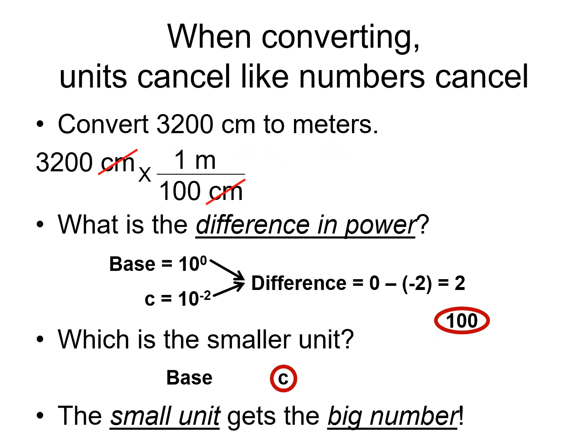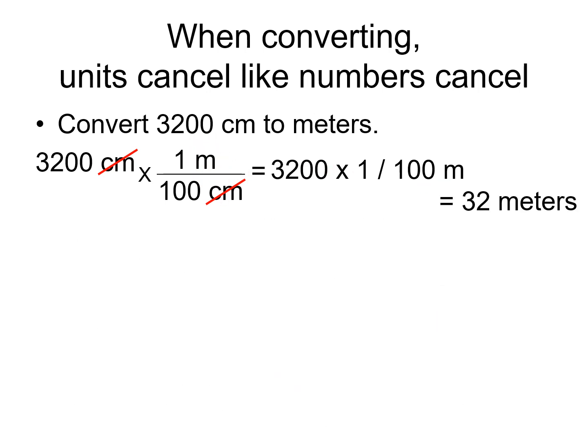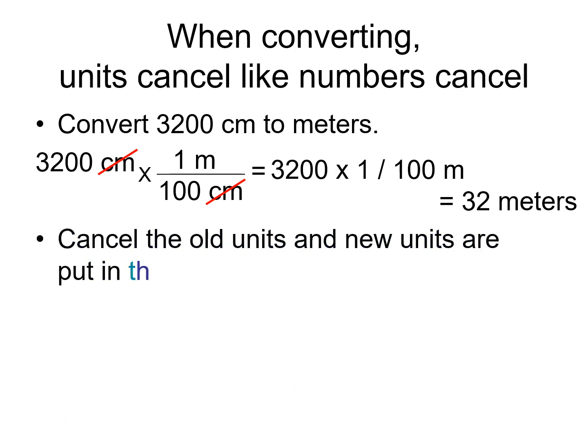So we go ahead and multiply by everything on the top. We divide by everything on the bottom. So that's going to be 3,200 times 1 divided by 100. You'll notice that centimeters is going to cancel, leaves us with meters, which is the unit that we want. And then we go ahead and plug that in our calculator. We get 32 meters. So a couple things to notice here is first off that the old units will cancel and the new units are going to be put into the other part of the fraction. So here we have centimeters, and to cancel it we got to divide by centimeters, and then we got meters in the other part here.